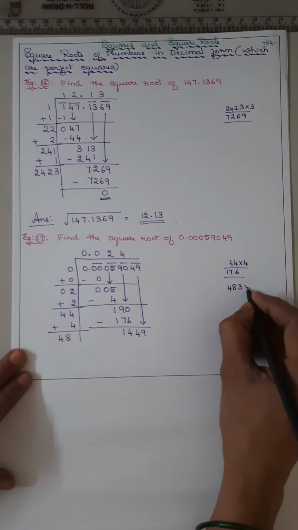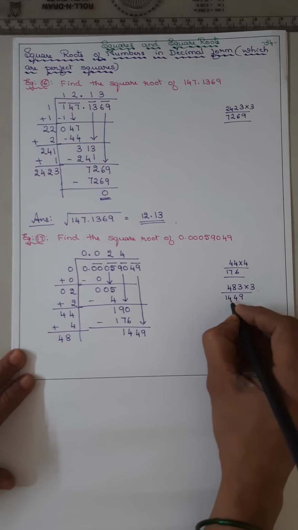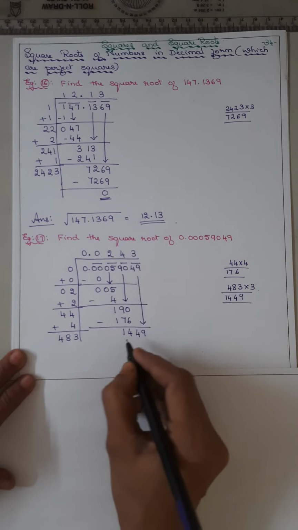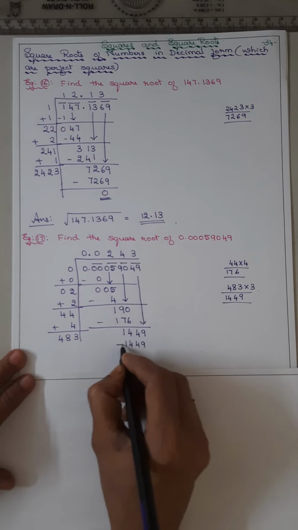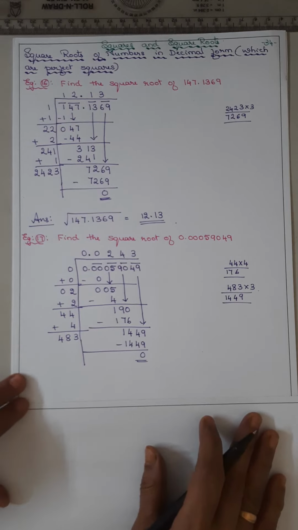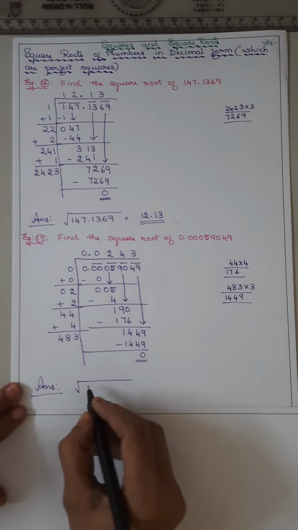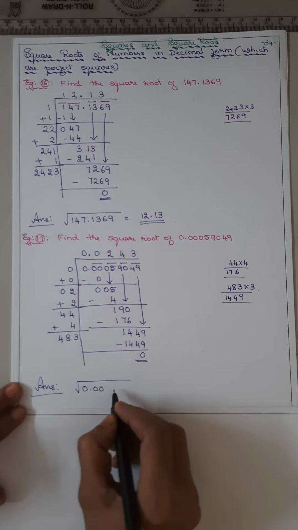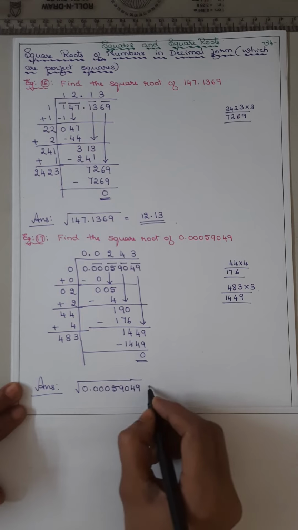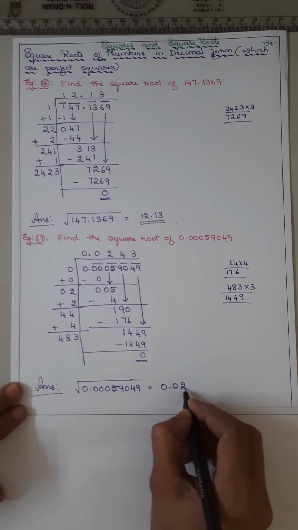And now put 3. 3 3s are 9. 3 8s are 24. 3 4s are 12. 13, 14. Yes, so put 3. You got 1449. Subtract. Got the remainder 0. So the answer: the square root of 0.00059049 is equal to 0.0243.